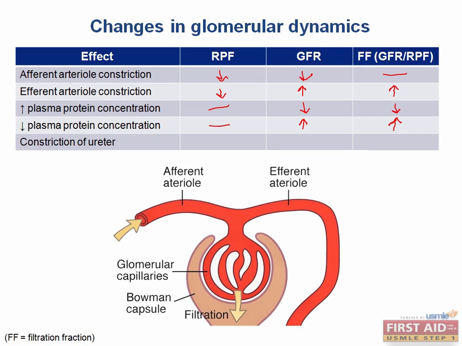Finally, constriction of the ureters will have no effect on renal plasma flow. What will it do to the GFR? Well, it'll decrease it. Urine will not be able to flow from the kidneys to the bladder, eventually causing a backup of the hydrostatic pressure. Therefore, filtration fraction will also decrease.